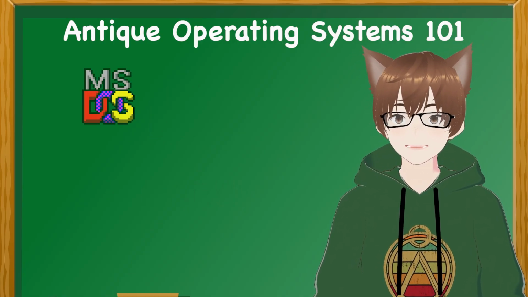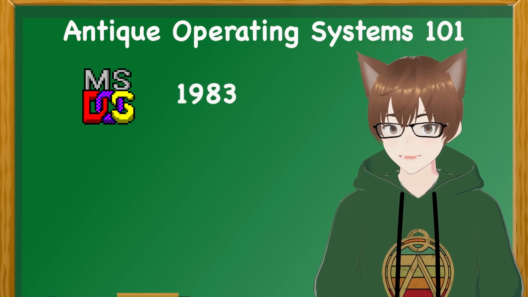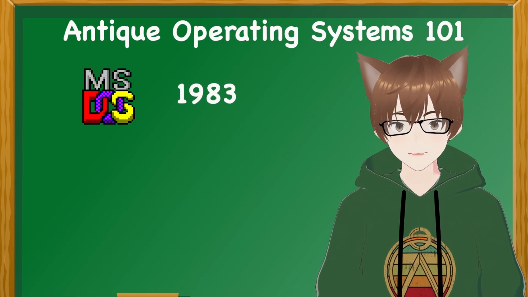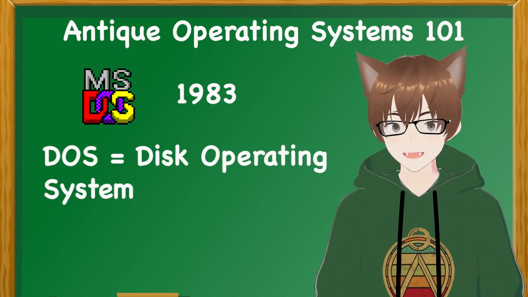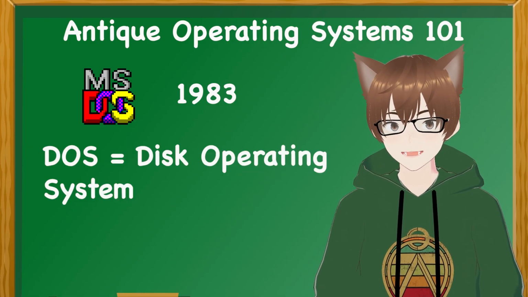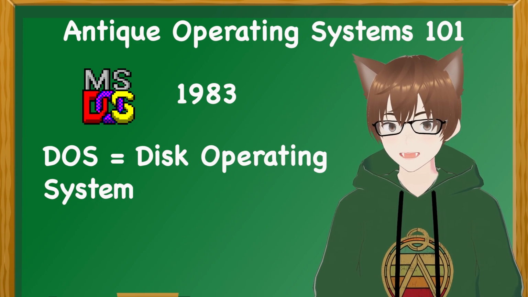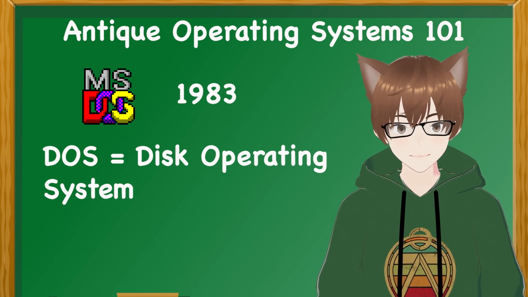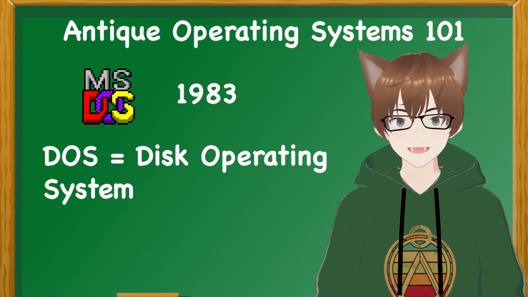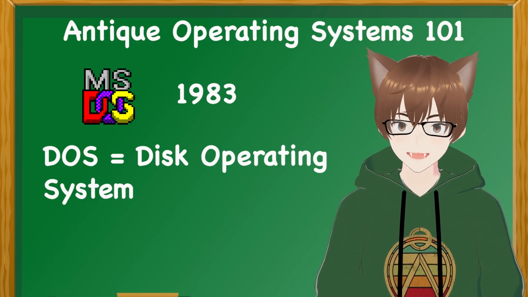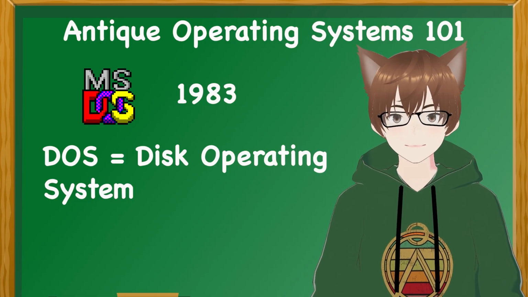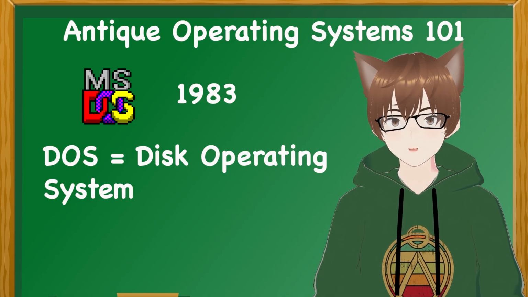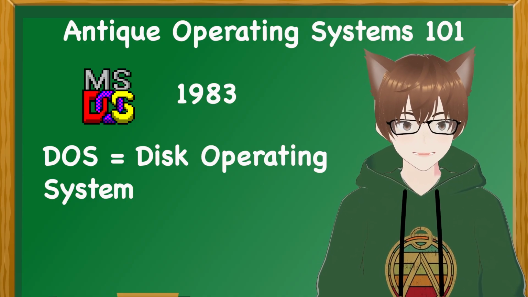Let's start with MS-DOS 2.0, which was released by Microsoft in 1983. Now, for those unfamiliar, DOS stands for Disk Operating System and was the primary operating system for IBM PC-compatible computers for many years. Think of it as the command center for your computer, but instead of a fancy graphical interface, you typed in commands. MS-DOS 2.0 was a significant leap forward from its predecessors.